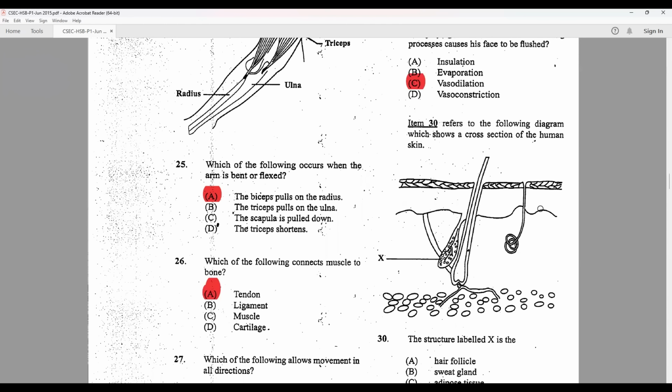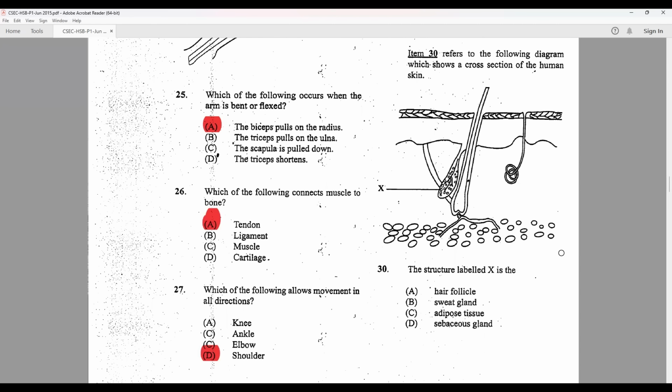Item 30 refers to the following diagram, which shows a cross-section of the human skin. The structure labeled X is what? They just have one structure labeled X, as you can see right here. And we know this as a sebaceous gland. All the other answers do not make sense, especially where the labeling is.